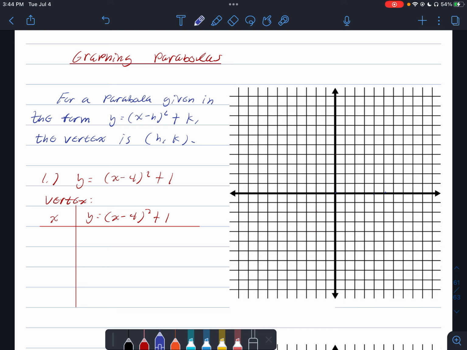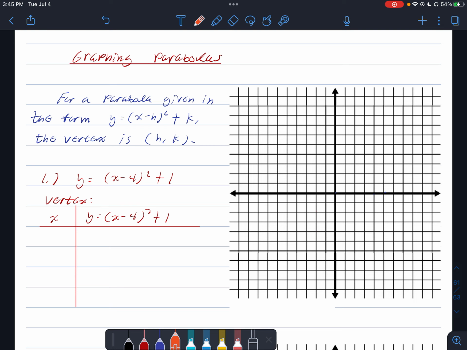So we have a little definition here. For any parabola given of the form y equals (x minus h) quantity squared plus k, the vertex is given by (h, k). Remember, we've talked about the vertex before for a parabola. If you have a parabola that looks like this, this would be your vertex. It's the lowest or the highest point of the parabola, depending on which direction it's facing. So what we're going to do is first find the vertex of a parabola, and then plot a couple of points on either side of that vertex.